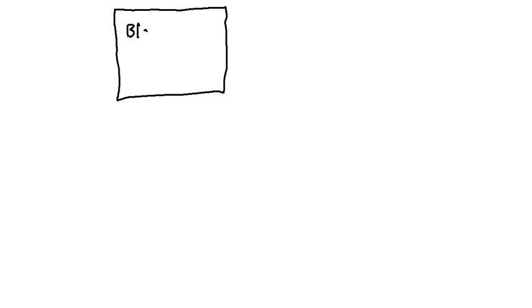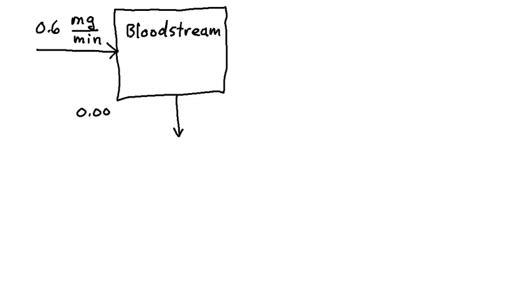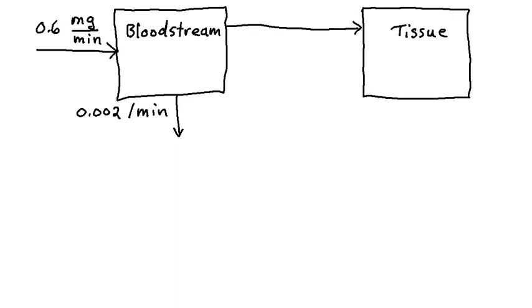Suppose a drug is administered to a patient intravenously at a constant rate of 0.6 milligrams per minute. Let's say the drug is eliminated from the bloodstream at a rate of 0.002, where this is a per minute rate. Let's also say that the drug moves from the bloodstream to the target tissue at rate 0.007 and from the target tissue into the bloodstream at rate 0.003. Again, we're talking about per minute rates here.